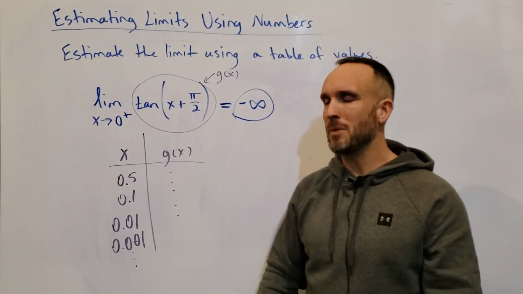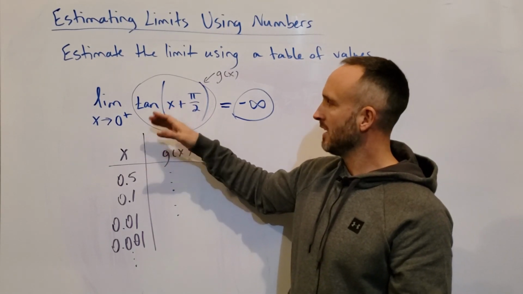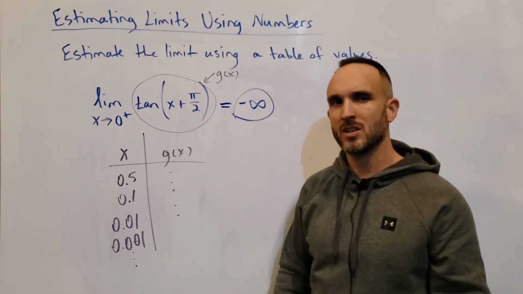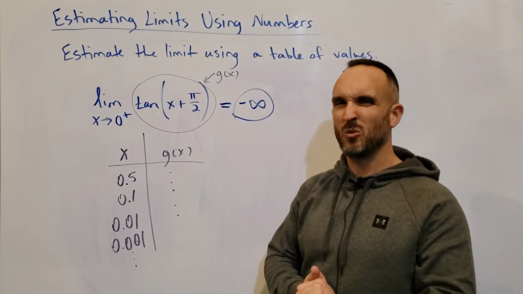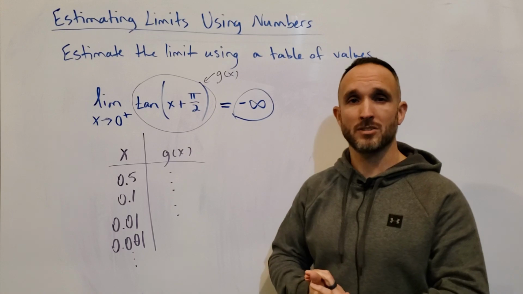Or you could just do it very manually, where you go in and you just type your x values in right here and keep reusing the formula that way. Just find whatever you're comfortable with and whatever's fastest for you. But that's it for estimating limits using numbers.